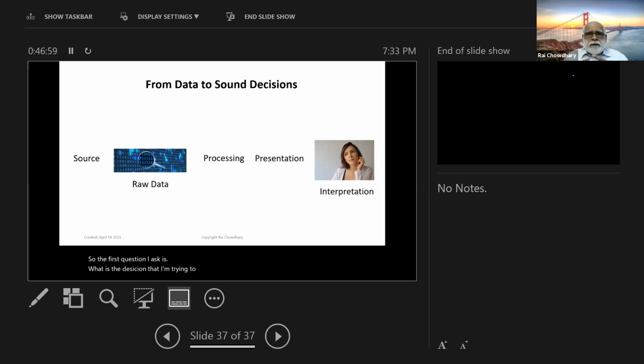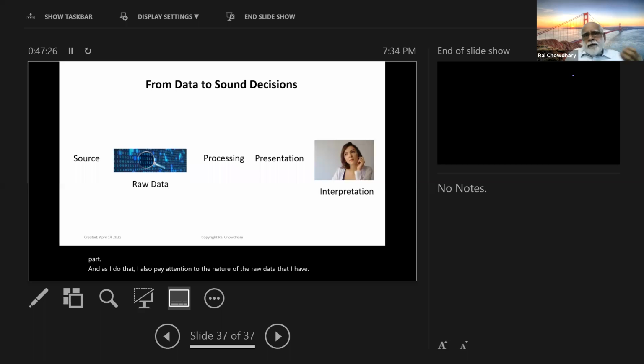What is the business objective that I'm trying to accomplish? Let's start from there and then find out what is the data set I need, and then get into the nitty-gritty of the conversion from raw data into useful information, which is the processing part. And as I do that, I also pay attention to the nature of the raw data that I have.